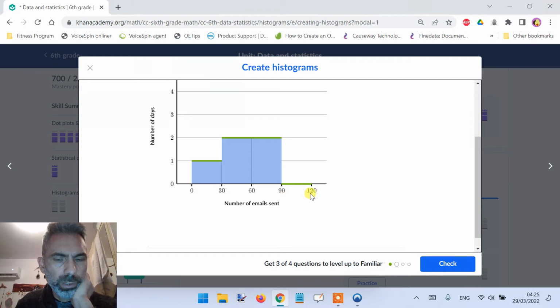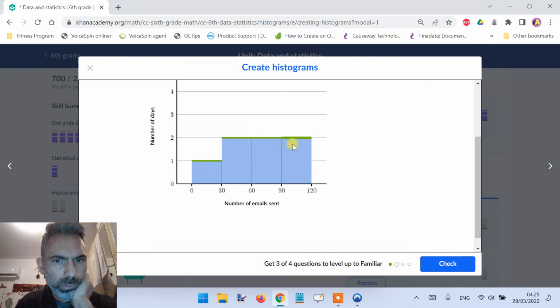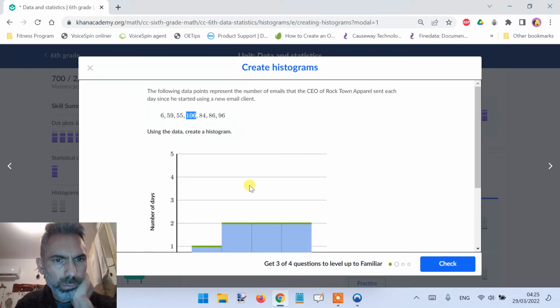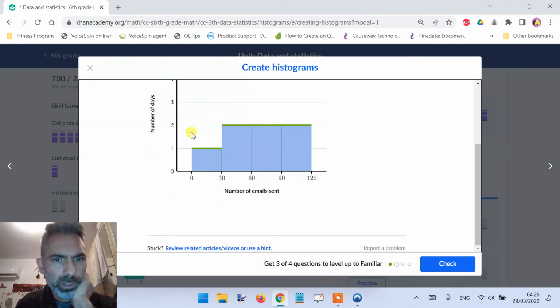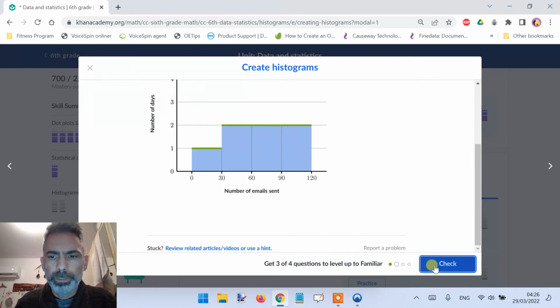The next bar between 90 and 120 with 1, 2. Okay, how many days? 1, 2, 3, 4, 5, 6, 7 days, and we have 7 days here. Each of these bars represents 2 days, and this bar here is 1 day, so in total we have 7 days. Okay.